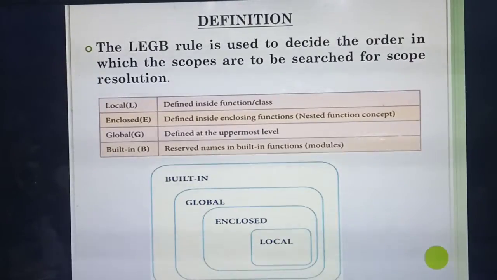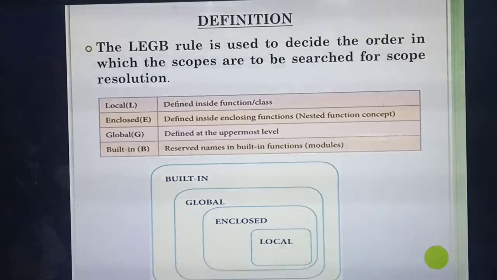Okay, so what's the definition now itself? Please study, please note it down in your notebook. Those who do not have the PDF copy or a Xerox copy or notes or anything, please note it down. This is a very important question. What do you mean by LEGB rule? The LEGB rule is mainly used to decide the order in which the scopes are to be searched. That means in which order you are going to search the scope. Understood? So LEGB.